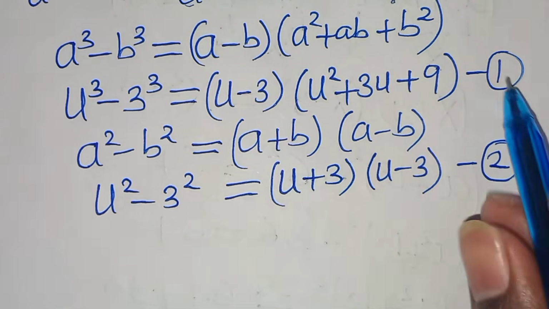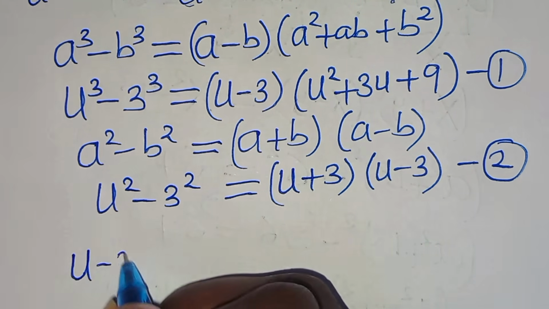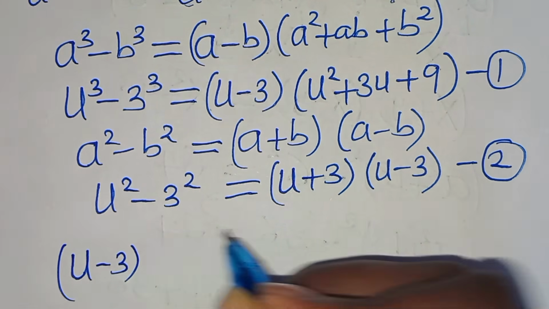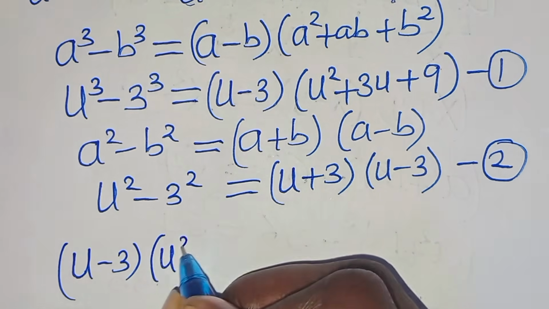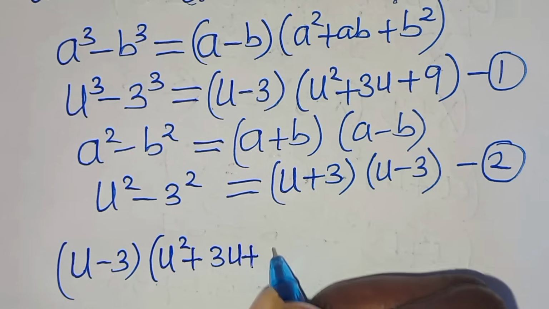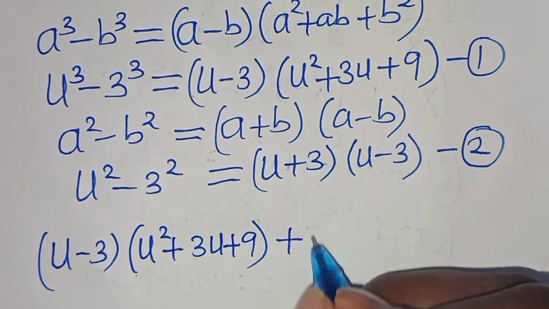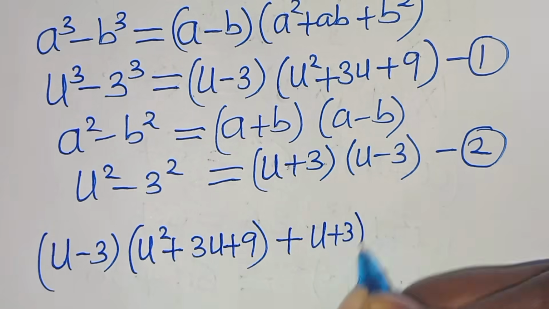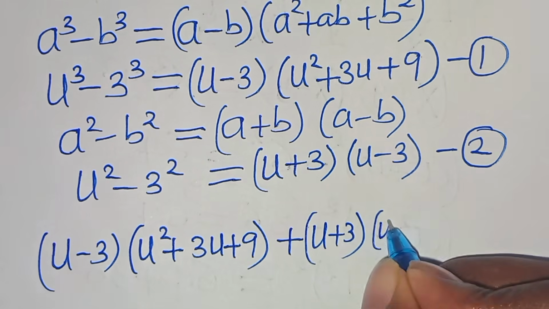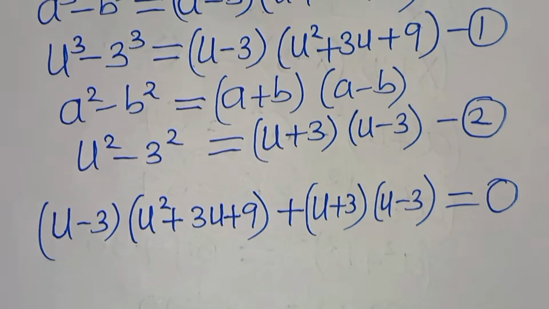Now, let's combine equation 1 and 2 so that now we have u minus 3, then we have u squared plus 3u, then plus 9, then plus, here we have u plus 3, then here we have u minus 3. This is equal to 0.